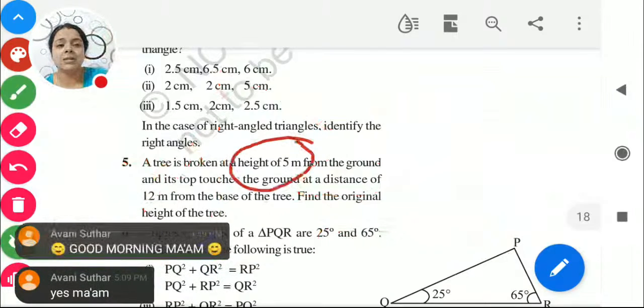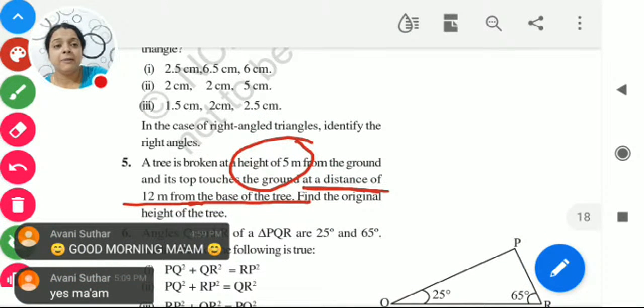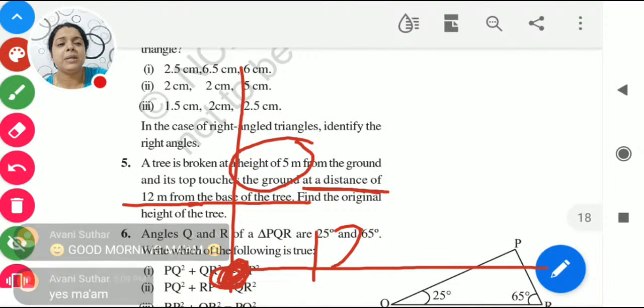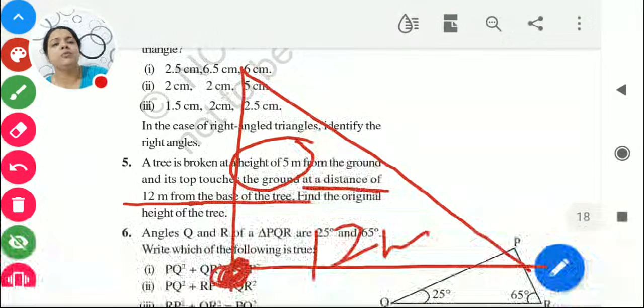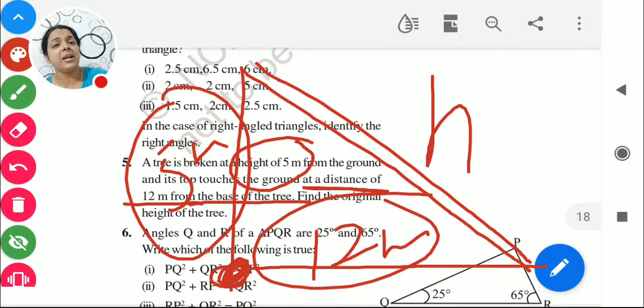Okay, just focus. Height is 5 meter, distance is 12 meter from the base of the tree. This is called the base of the tree, and from here the distance goes to 12 meter. So you have to find out this one. I think you are able to find it: h square is equal to L square plus B square, this square plus this square, and undoubtedly the answer will come as 13. You can check it as well.